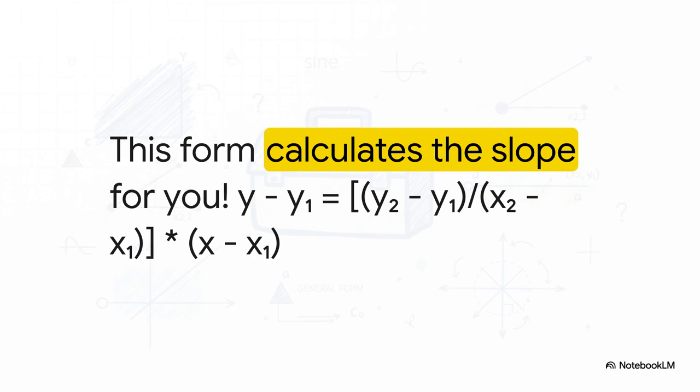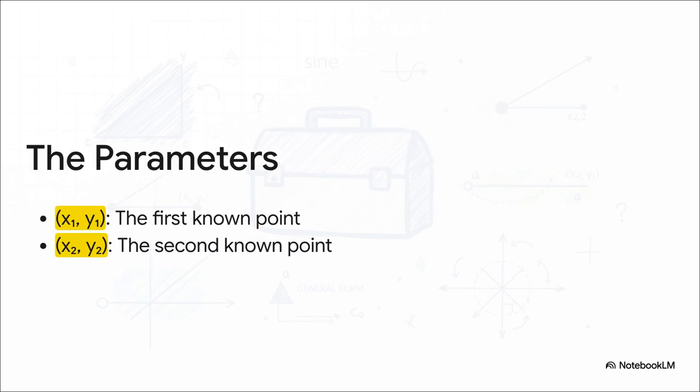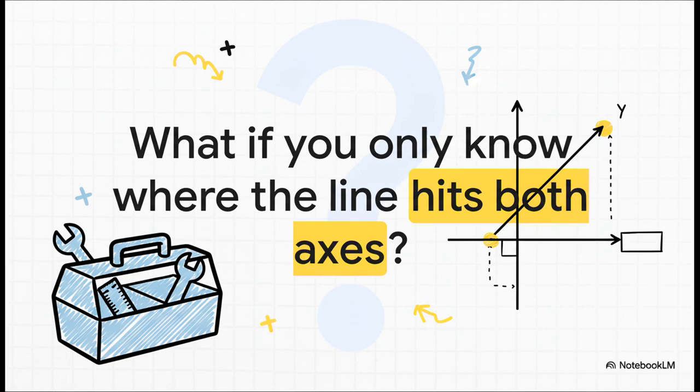It's actually calculating the slope for you, right inside the equation. So yeah, all you need are the coordinates of your 2 points. You just label one of them x1, y1, and the other one x2, y2, plug them into the formula, and it does all the hard work. No need to figure out the slope ahead of time. It's pretty slick. Okay, let's look at another common scenario.